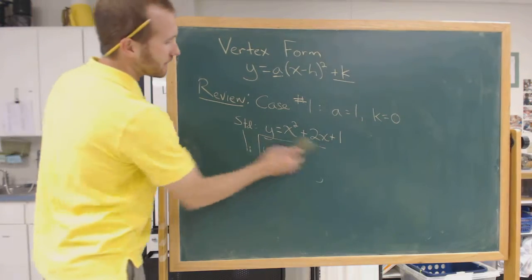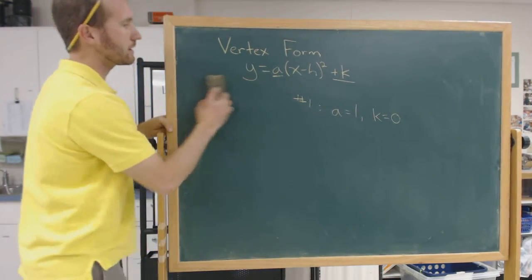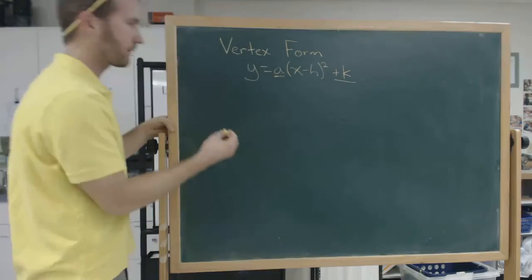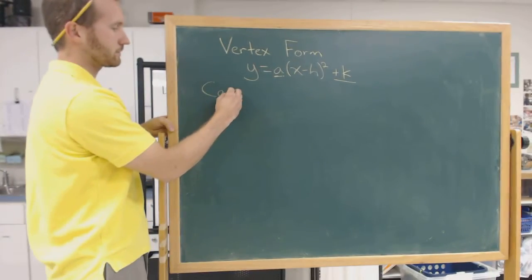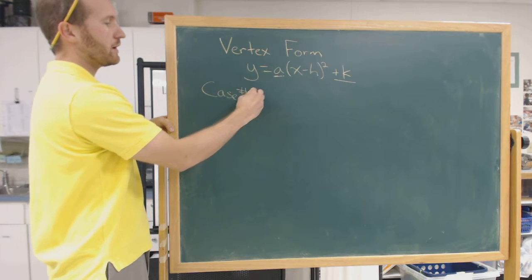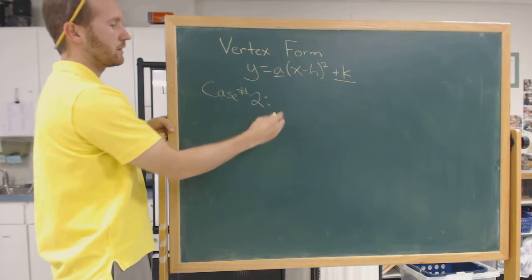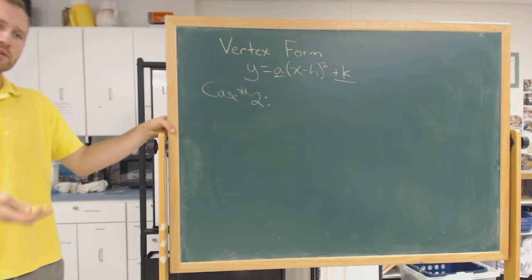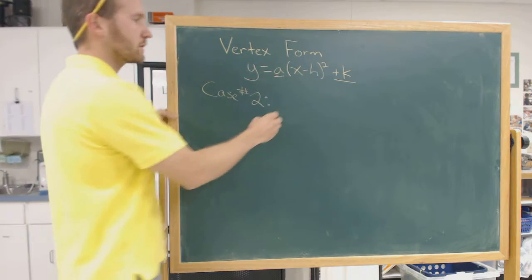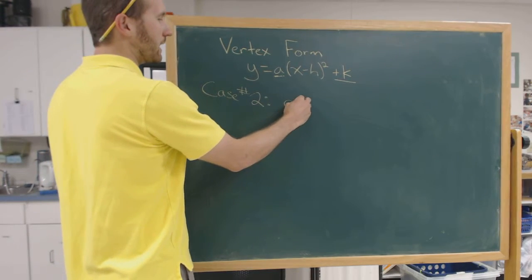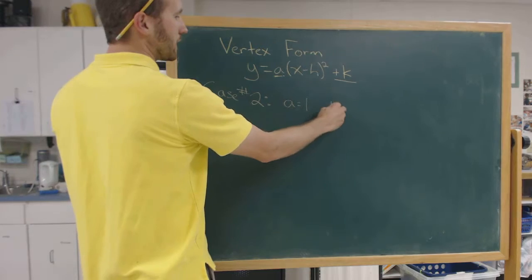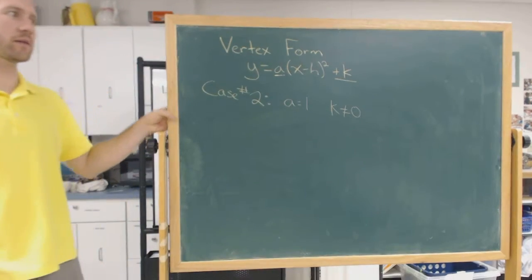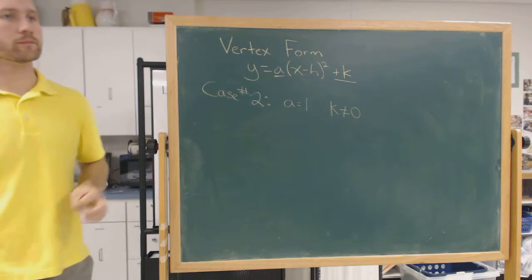Alright, so let's look at a slightly more complicated case, which is more common. What I want to do is start with the vertex form and convert to standard form so we see what these look like. So for case 2, we're still going to keep A as 1, but now let's say K is not equal to 0. So we have some other number here.